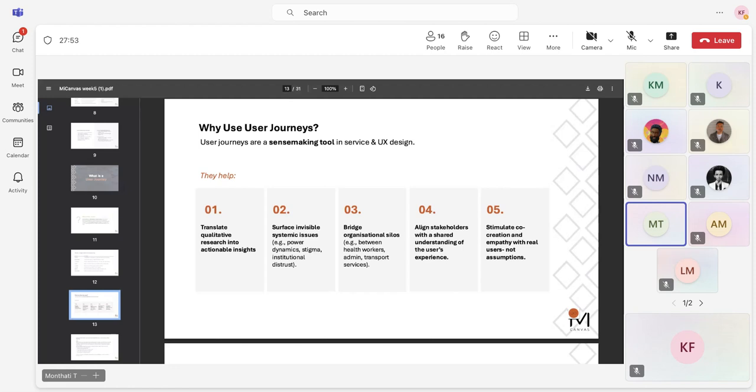It also helps to bridge organizational silos. Because a customer, especially when they are interacting with a service, they're not interacting with one part of the business or one tool alone. When you are designing a journey, especially as a customer experience designer or as a service designer, you're able to bring all of those different silos together.